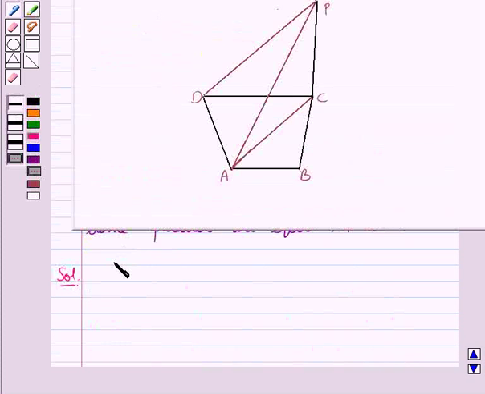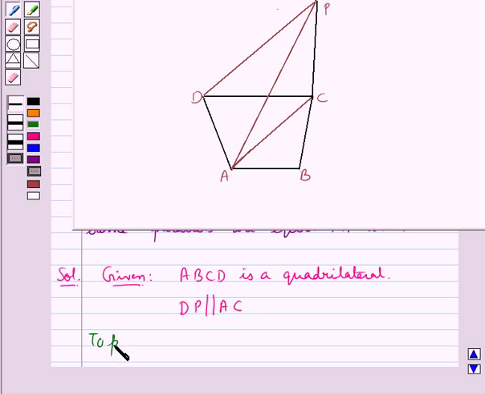This is the figure given to us. We are given that ABCD is a quadrilateral. Then it's also given to us that a line through D is parallel to AC, that is, we have DP is parallel to AC, and we need to prove that area of triangle ABP is equal to the area of quadrilateral ABCD.